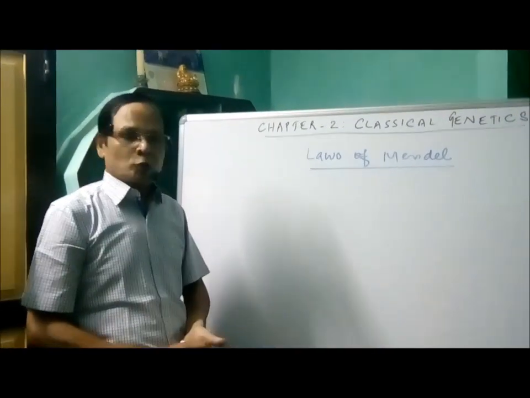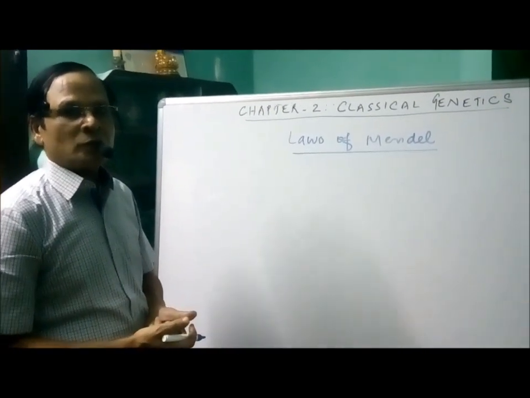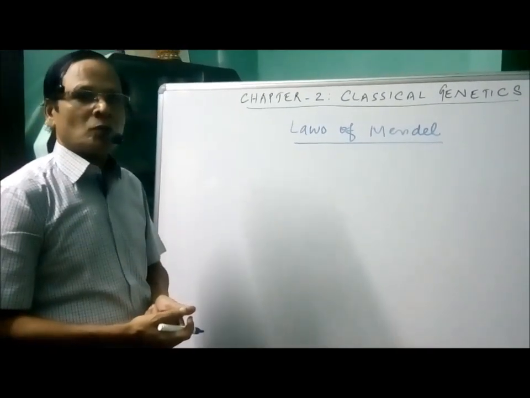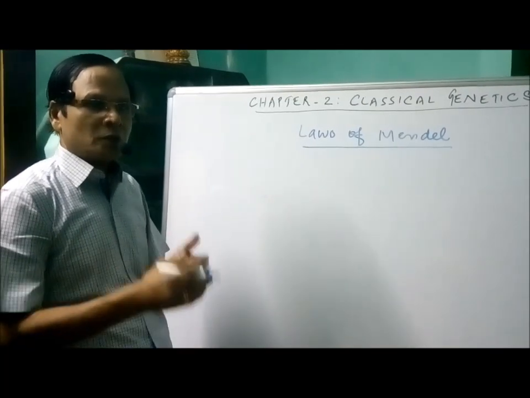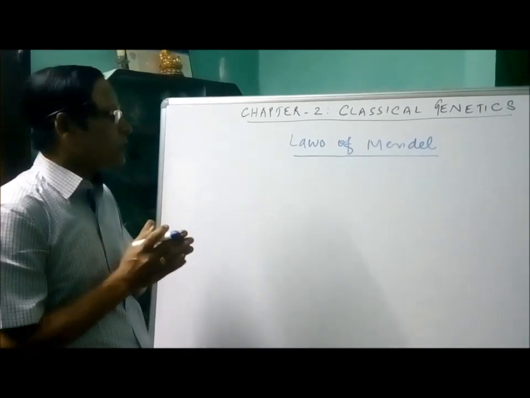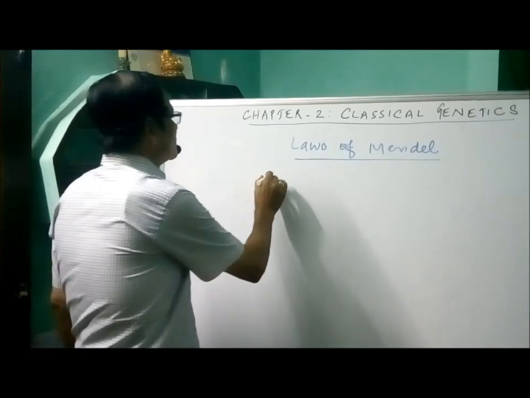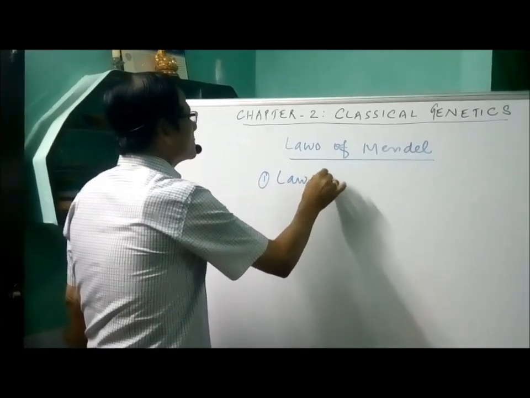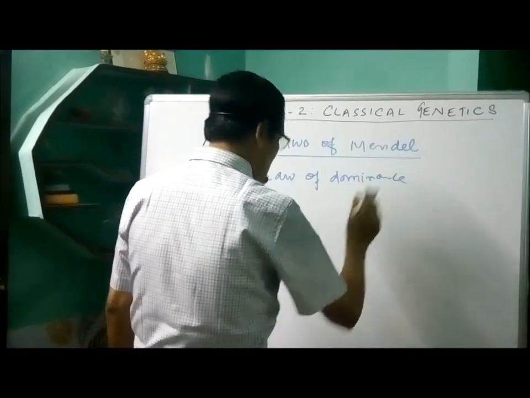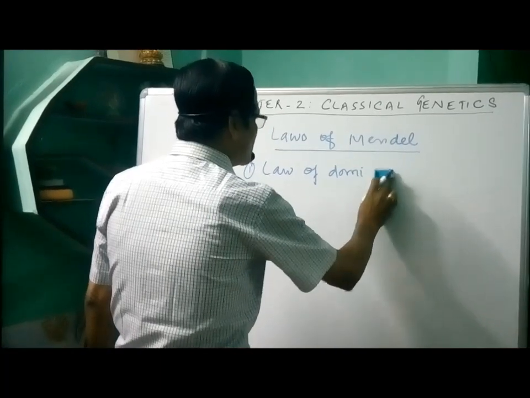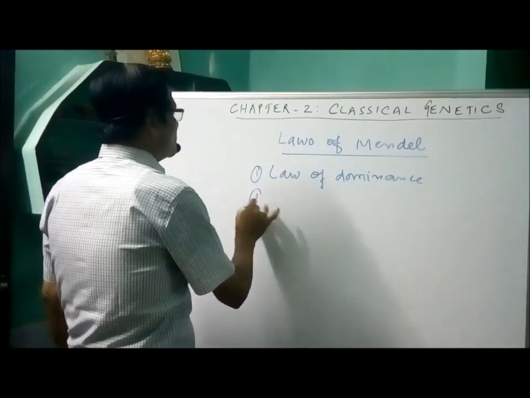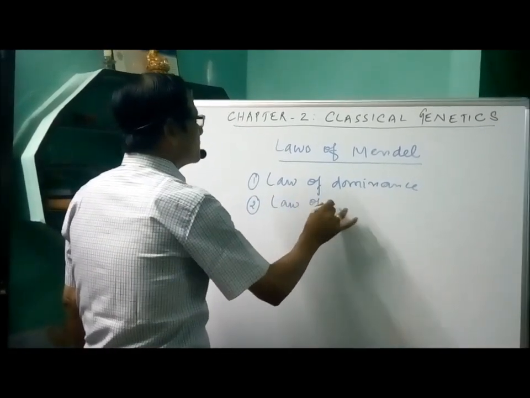Mendel proposed two rules while conducting experiments on garden pea plants for monohybrid cross. These two rules are now called the laws of Mendel. Rule number one is also law number one, and law number two, based on monohybrid cross. What is the first law? Law of dominance. This is the first law. Number two, law of segregation.